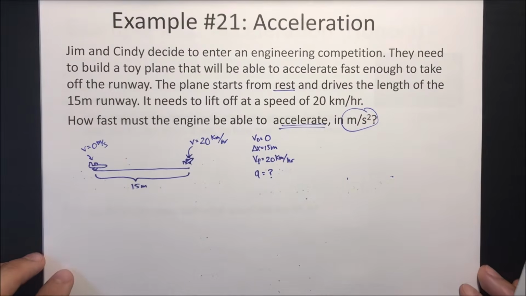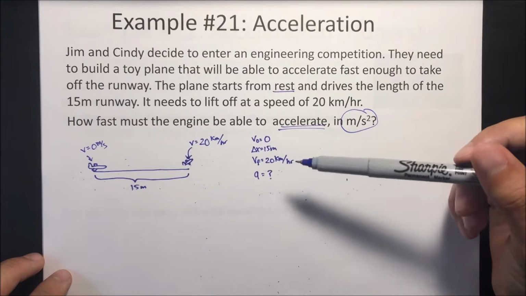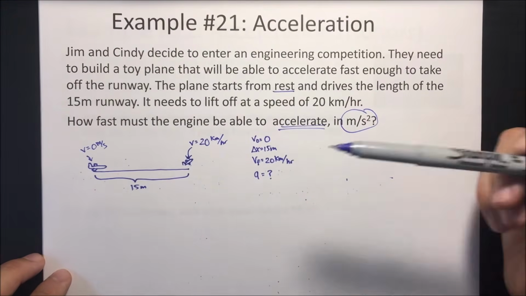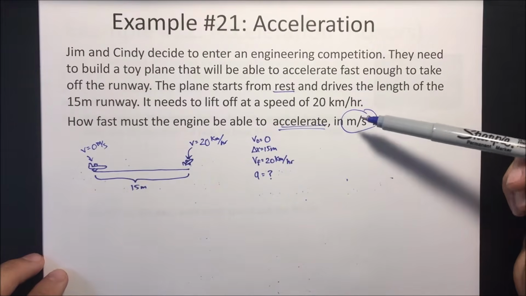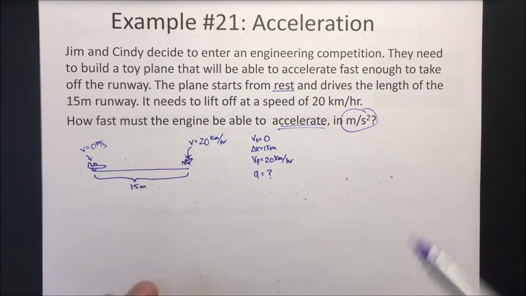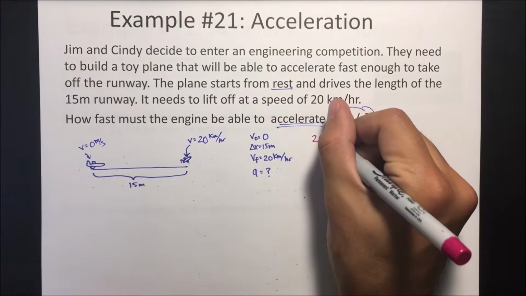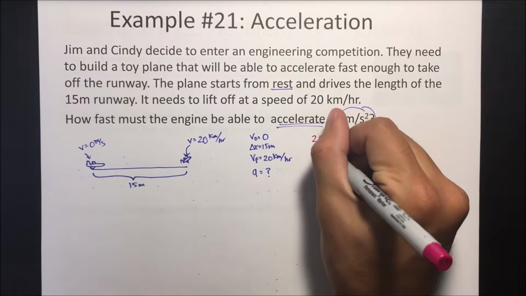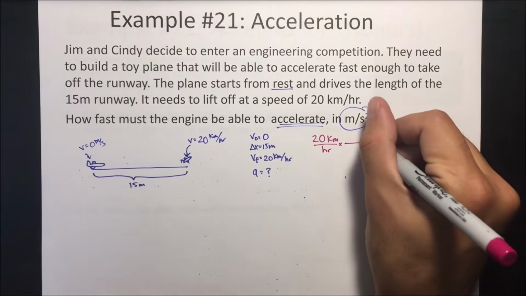However, before we can do this, we need to have all of our units correct. We have meters, but this is in kilometers per hour. So we can change this to kilometers. However, since we want everything in meters per second squared, I'm going to change this 20 kilometers an hour into meters per second. So let's get rid of the kilometers and change into meters.